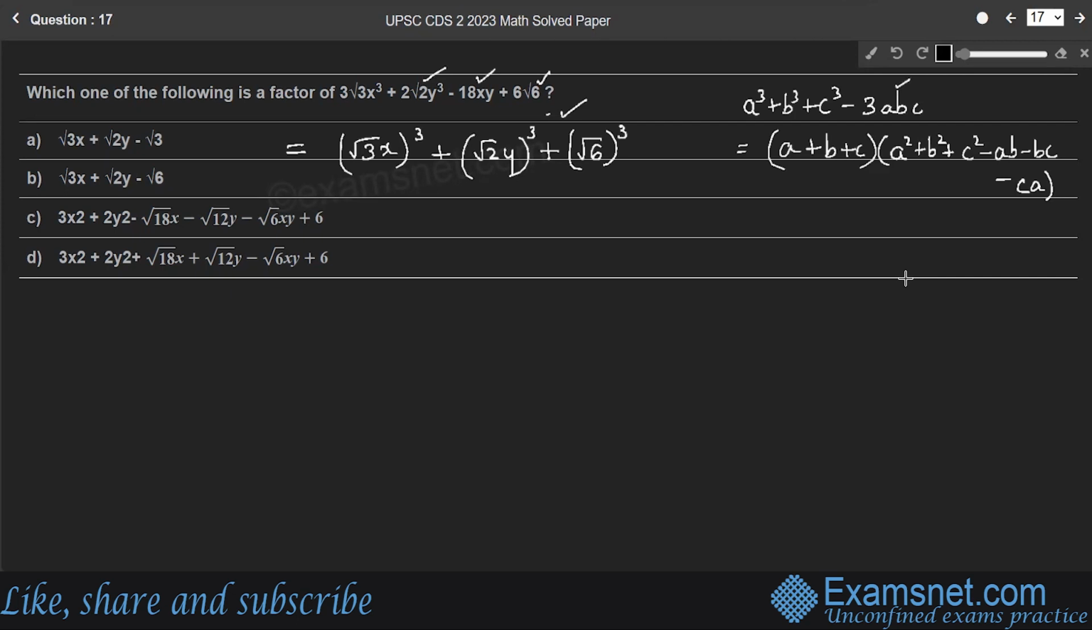We have one more term which is minus 18xy, that can be expressed as minus 3 into root 3 into x into root 2 into y into root 6, right? So root 3 into root 2 is root 6, into root 6 gives 6, into 3 is 18, into xy, which is minus 18xy, right? Therefore, this expression is a cube plus b cube plus c cube minus 3abc, which is nothing but (a plus b plus c) and the second term, right?